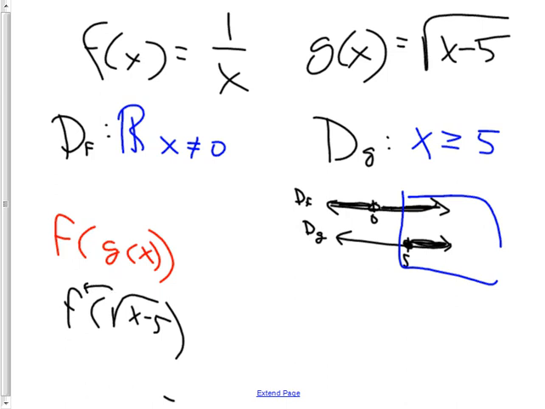This has to be f. And now I'm going to go 1 over that, and I'm going to put this in x minus 5. And that's it.